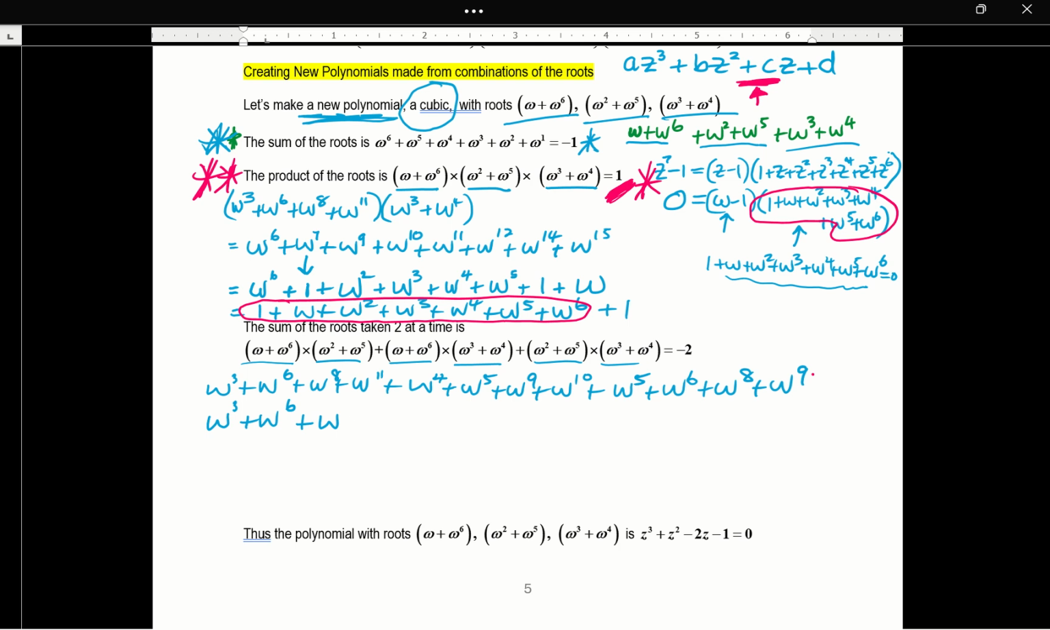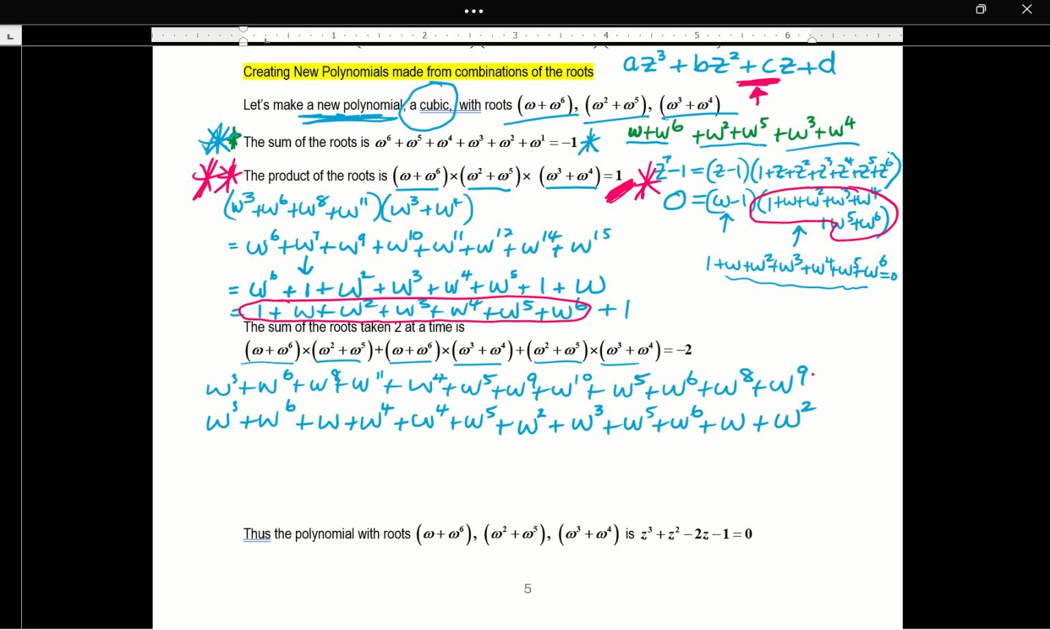w^11 is w^4, isn't it? Because it's w^7 times w^4, and w^7 is 1. There's w^4, w^5. w^9 is w^7 times w^2. So 1 times w^2. w^10 is w^7 times w^3. We've got w^5, w^6. w^8 is w^7 times w^1. And w^9 is w^7 times w^2.